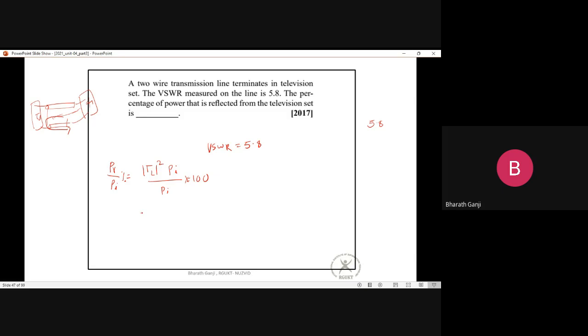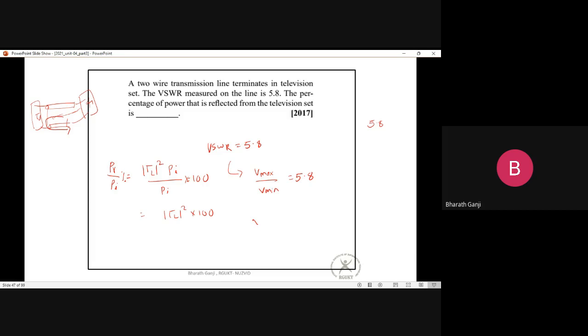So the answer is simply |Γ|² times 100. So what is |Γ|? You get it from VSWR. If you remember, VSWR is nothing but the maximum voltage on the line to the minimum voltage on the line, which is given as 5.8.